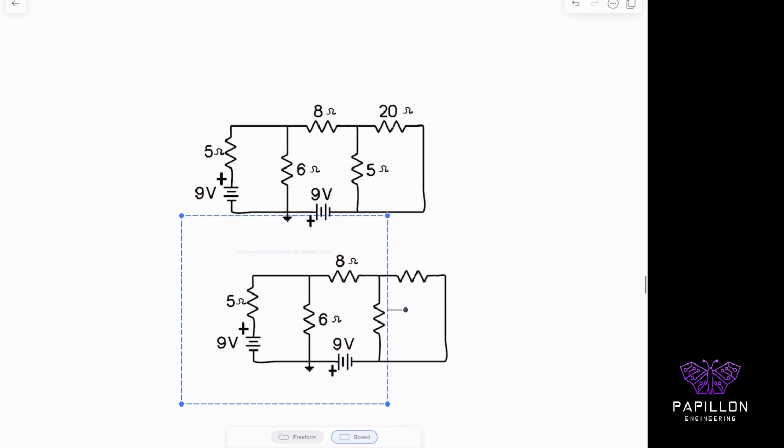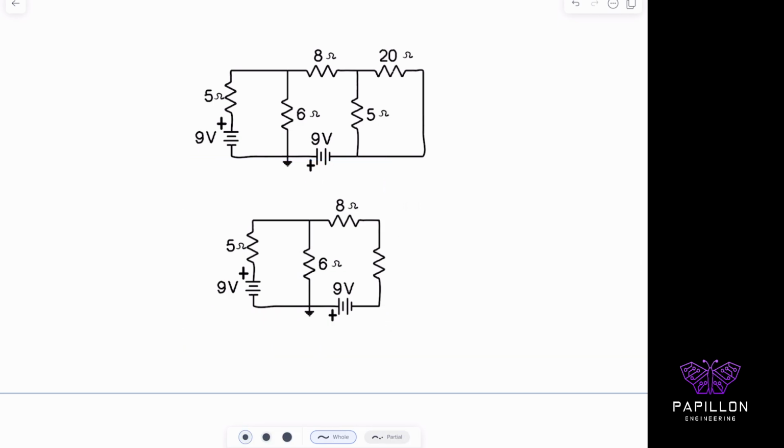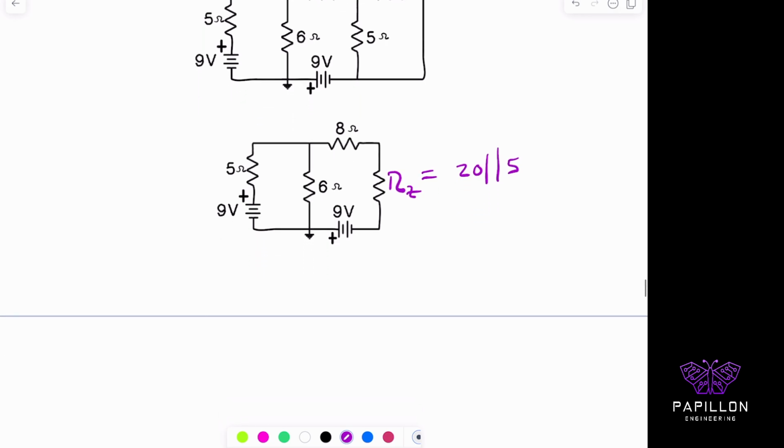Then what we can do now is say that this resistor, and I can call this new branch here, temporarily, RZ. RZ equals the 20 ohm resistor in parallel with the 5 ohm resistor. And then I could simplify that. I could simplify it one more time. I can do it a third time, and maybe make it like this. So let me write it as this.